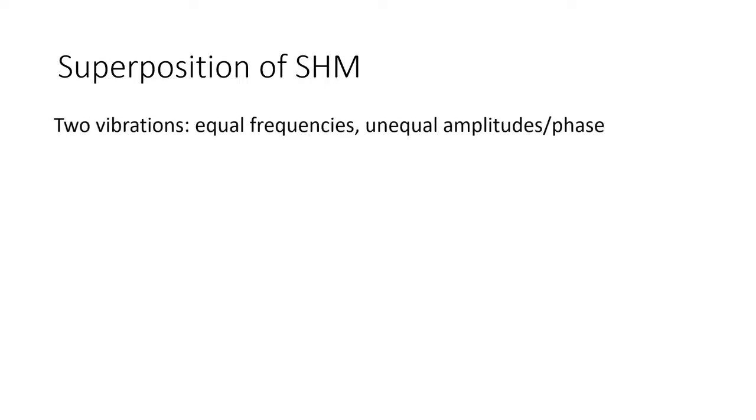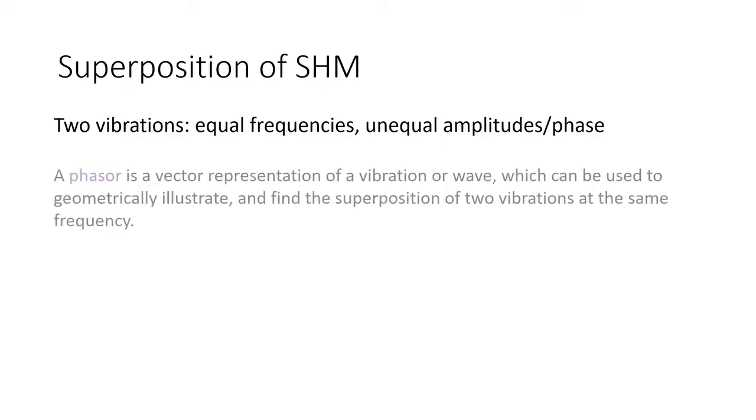And now we get to superposition of simple harmonic motion. Here we will look at the superposition of simple harmonic vibrations in one dimension in two cases. The first, the vibrations have equal frequency, but the amplitudes and/or phase can be different. Our approach will be to use a phasor, which is just a vector representation of a vibrational wave, which will give us a geometric illustration of the story and give us a way to find the superposition of the two vibrations.